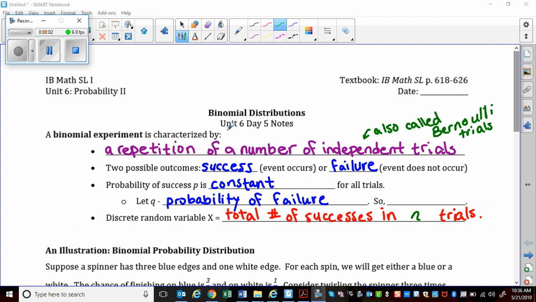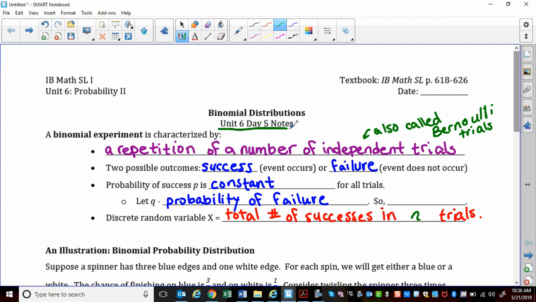Good morning. This is Unit 6, Day 5 notes. We're going to go over binomial distribution today and a little bit of normal distribution.